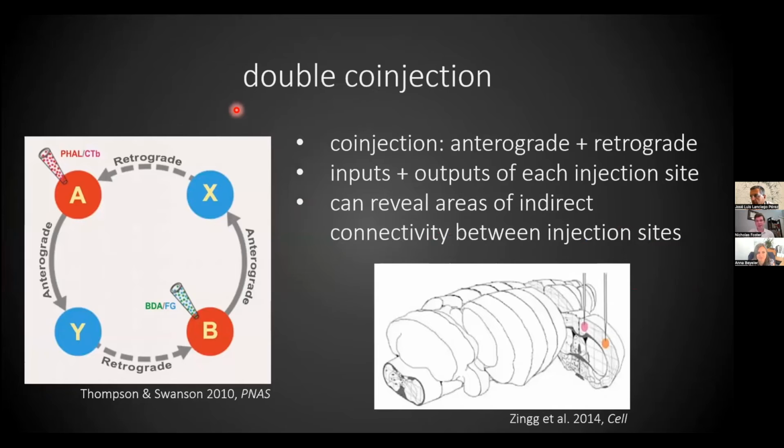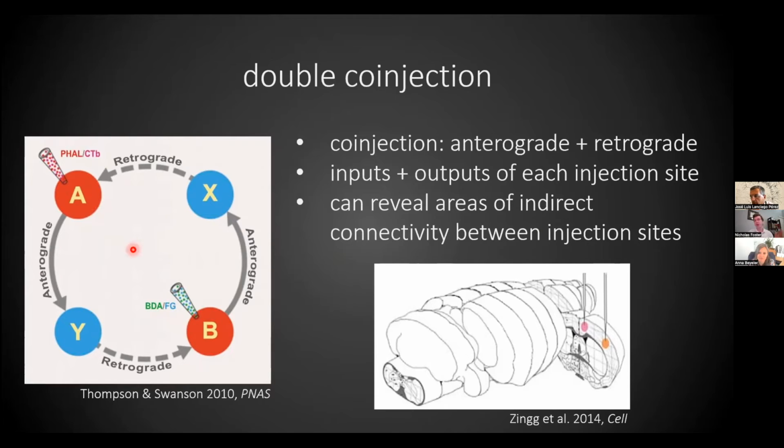One of the main techniques that we use in our lab is the double co-injection technique. A co-injection is a mixture of an anterograde and a retrograde tracer delivered through a single pipette. So in this case, PHAL mixed with CTB or BDA mixed with Fluorogold. And that tells you the inputs and outputs from each injection site.